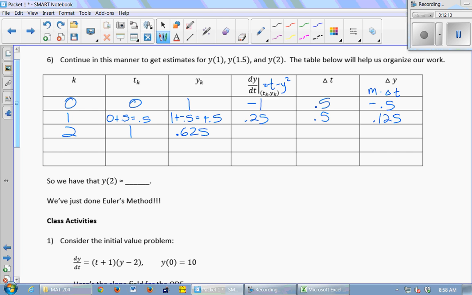Oh, that's what I meant to add. 0.5 was my old y sub k, and I added 0.125, the change in y. Did I say something different than I did? Okay, sorry. Delta t is just going to be 0.5 every time, so you don't have to write it in your table if you don't want to. And then I should put a little note. T sub k is always the previous t, so that would be k minus 1 plus delta t. And y sub k is always the previous y, so y sub k minus 1 plus delta y.